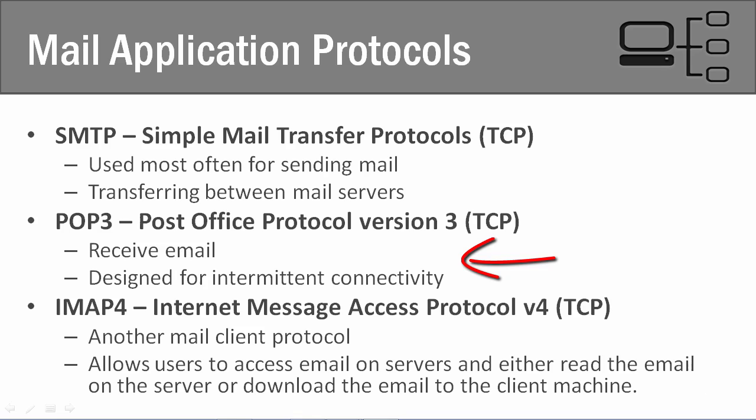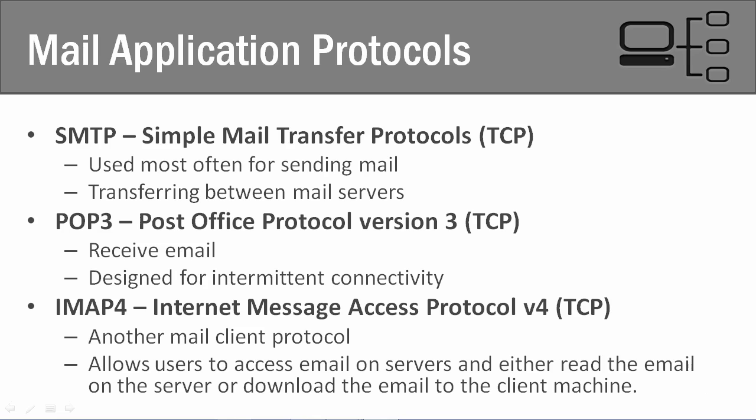So POP3 is what's going to be used to deliver those emails from the mail server to your client machine. And you'll notice here that I said it's designed for intermittent connectivity. What does that mean? Well, it means that it's only going to query and send a request to the mail server whenever you ask it to. So for example, if you have Outlook, you set it to check for new mail every 5 minutes or every 10 minutes. It's set up to be used intermittently, and it's going to connect on a regular basis to download those new emails. So really, if you want to connect to an email server and you want to send and receive emails, all you need is SMTP and POP3.